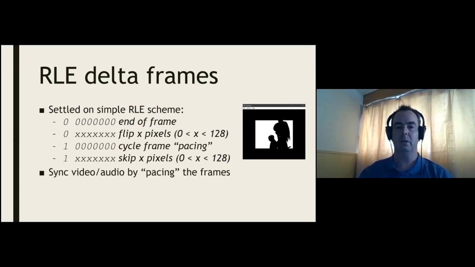Syncing video and audio is really a pain. Because I cannot guarantee 10, 25, certainly not 50 frames per second, I had to find a way to synchronize the video and the audio. The way I did it was like a hack job. I just encoded a few special bytes, the cycle frame pacing bytes, into the stream itself. If you encounter those bytes, you run the video a little bit faster or a little bit slower, depending on what byte you find.